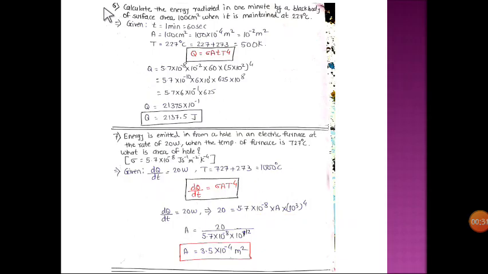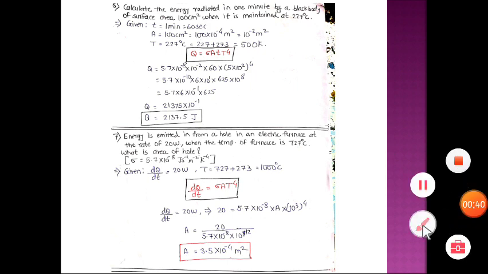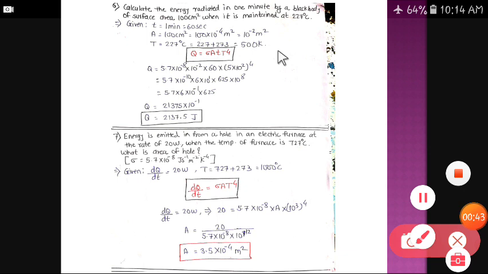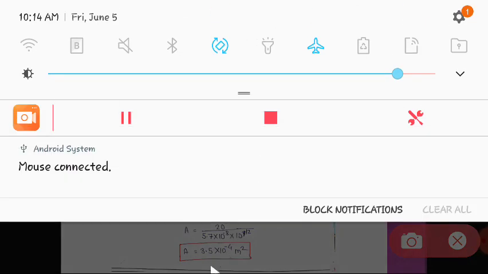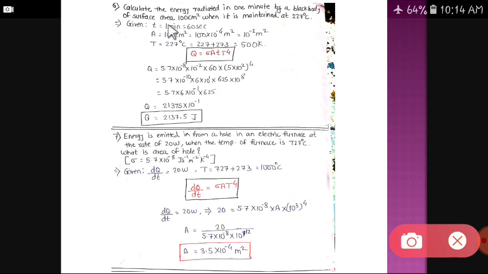Yes, so here is the sixth numerical. Let us discuss what it is. Calculate the energy radiated in 1 minute by a black body. Time is given as 1 minute, surface area 100 centimeter square, and the temperature is given. Let us see again what we are going to calculate and what is given. The black body is radiating energy in 1 minute, having surface area 100 centimeter square, and it is maintained at the temperature of 227 degrees Celsius.